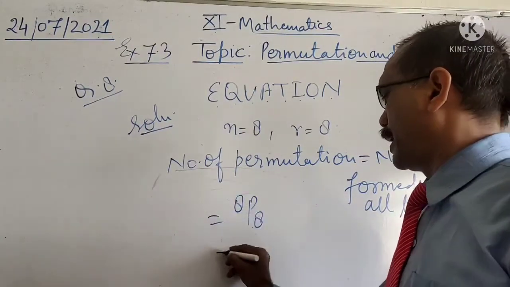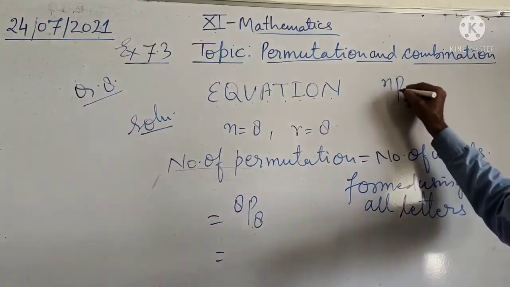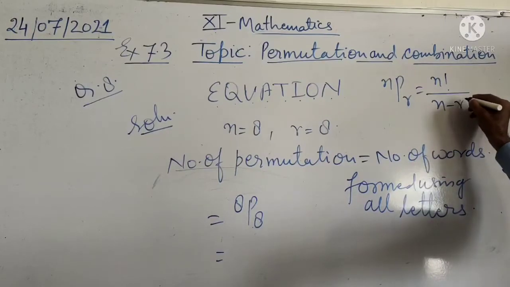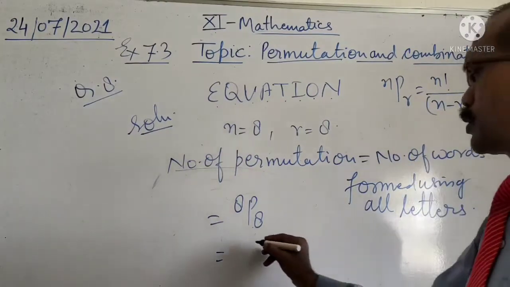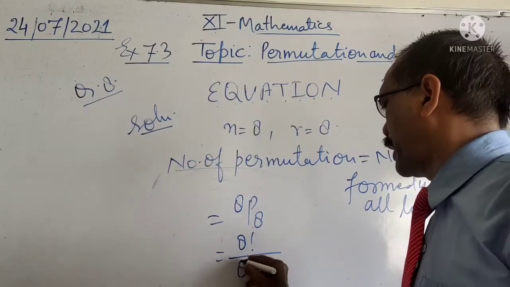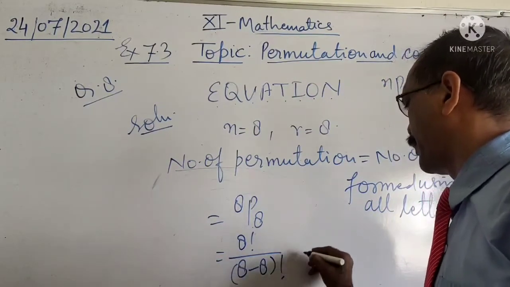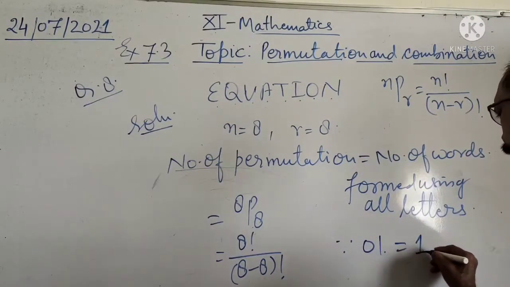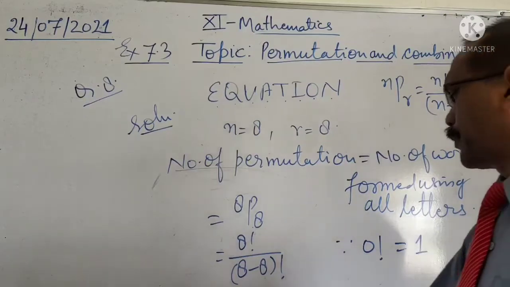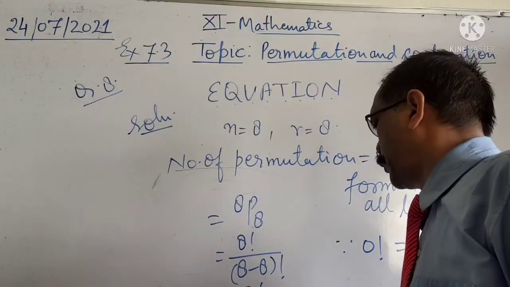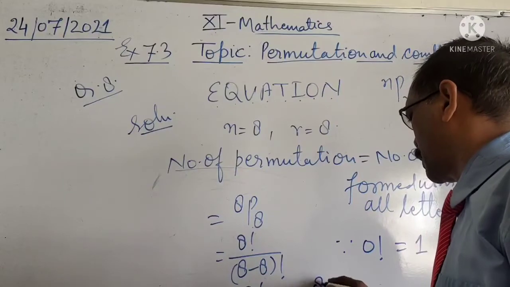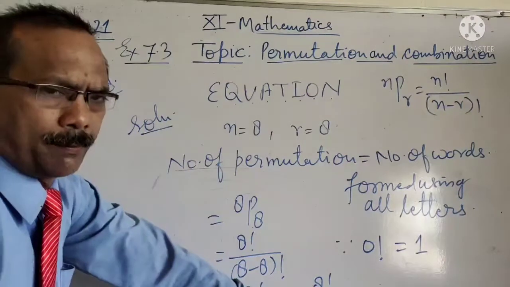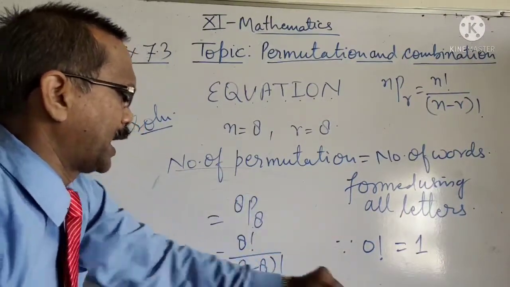So it is 8P8, and there is a formula of nPr. It is n factorial upon (n minus r) factorial. So it is 8 factorial upon (8 minus 8) factorial. Dear student, factorial 0 is 1. It is 8 factorial upon 0 factorial. So it is 8 factorial. Now, 8 factorial is a big number, so no need to expand it.